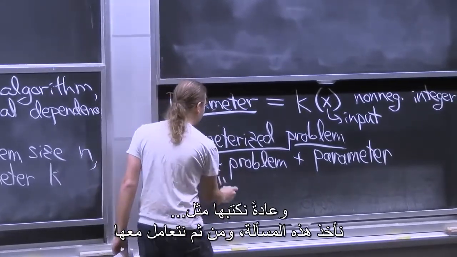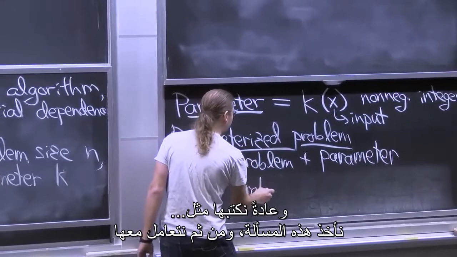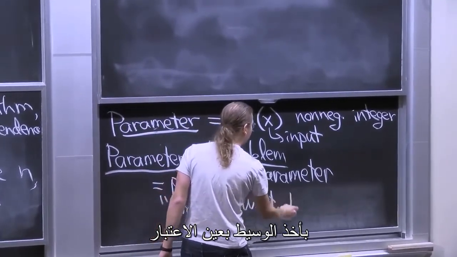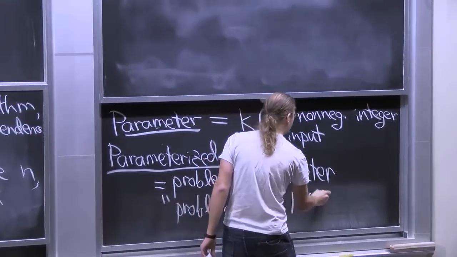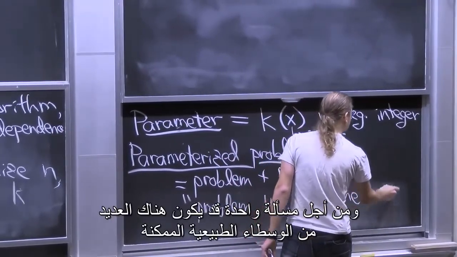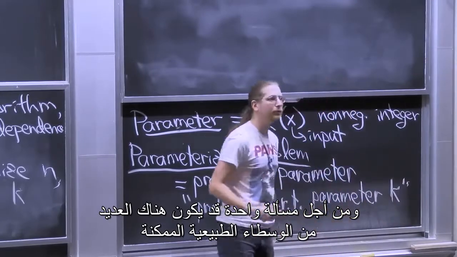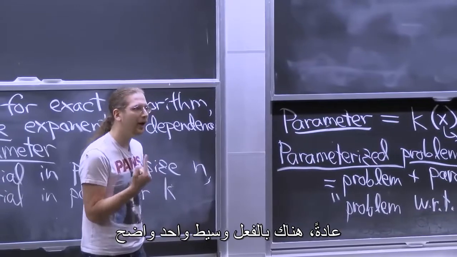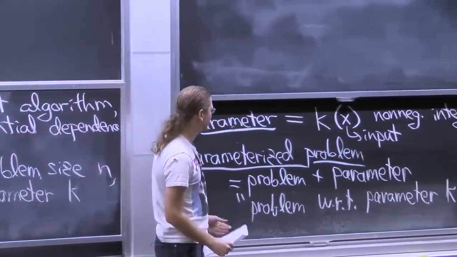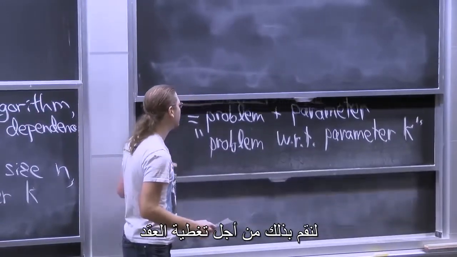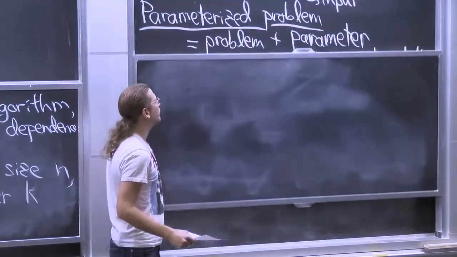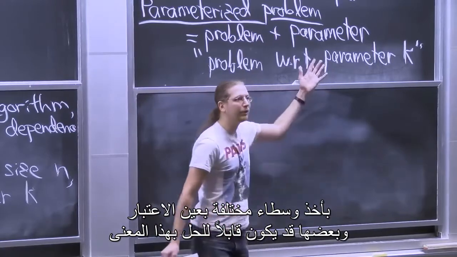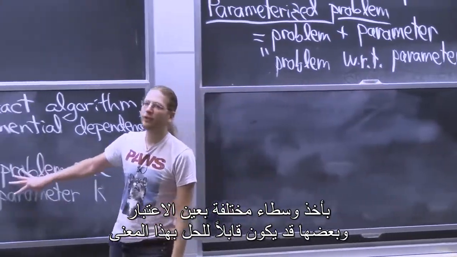And usually we would write it as something like, take this problem and then consider it with respect to this parameter. And in general, for a single problem, there may be several natural parameters that you want to care about. Usually there's actually one obvious parameter. So let's do that for vertex cover. But in general, we can talk about a problem with respect to different parameters, and some of them may be feasible to solve in this sense, some maybe not.